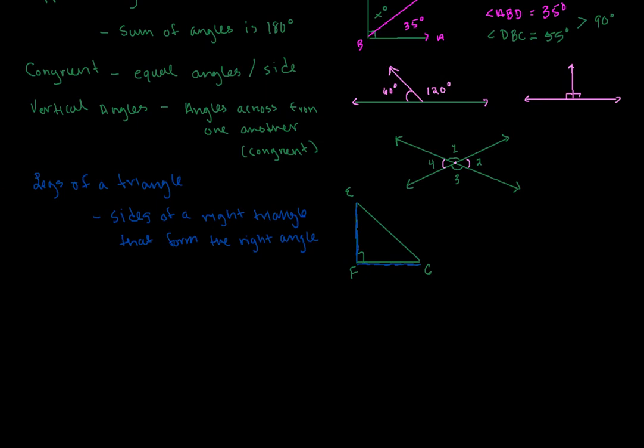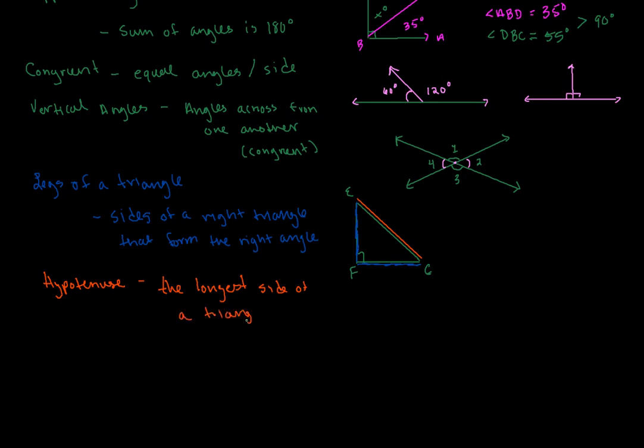Then we also have side EG. We'll use this color. This side is our largest side, and we call this the hypotenuse. The hypotenuse is always the longest side of a triangle.